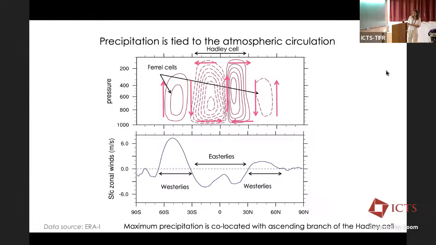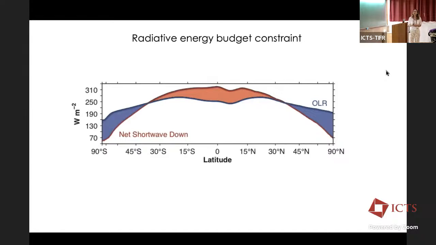It's also important to notice how the latitudes in which the Hadley cells exist are also latitudes in which the surface winds are easterlies. So in general, the existence of a general circulation of the atmosphere is explained as coming out of a constraint from the radiative energy budget at the top of the atmosphere, which I'm sure you've all seen previously.